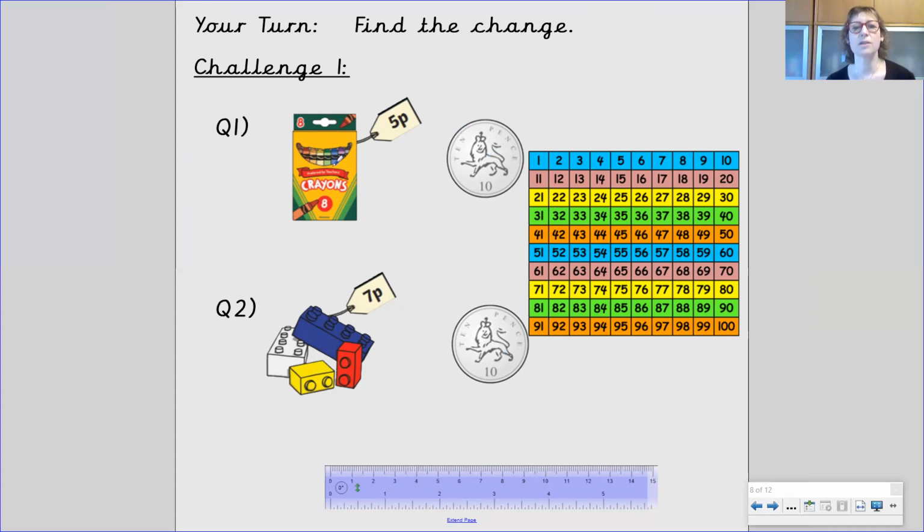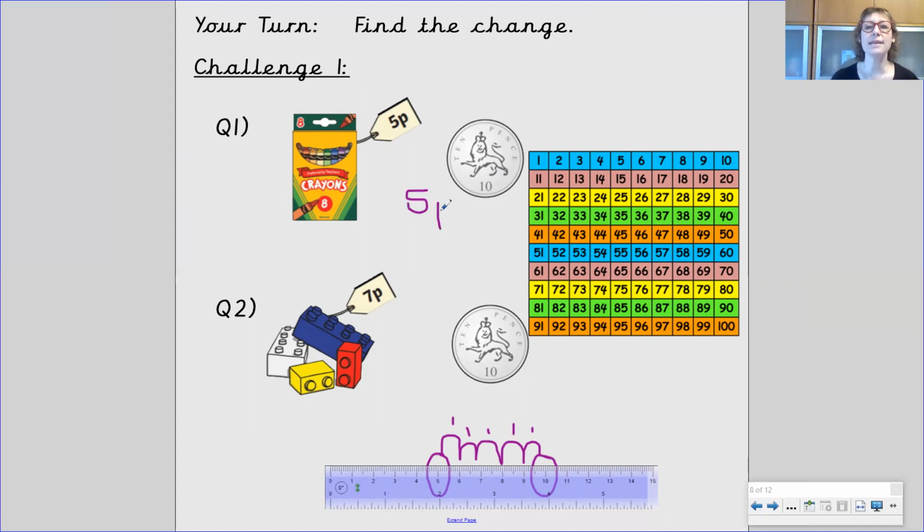So if you've got, the crayons cost 5p and you've got 10p. So there's your 5. Oh, dearie me, can I not write on the ruler? Do that around. And there's my 10. And I'm just going to count back. So I've got 9, 8, 7, 6, 5. So I've got 1, 2, 3, 4, 5 bumps there. So I've given you the answer.